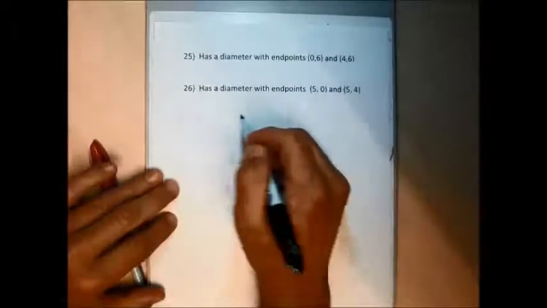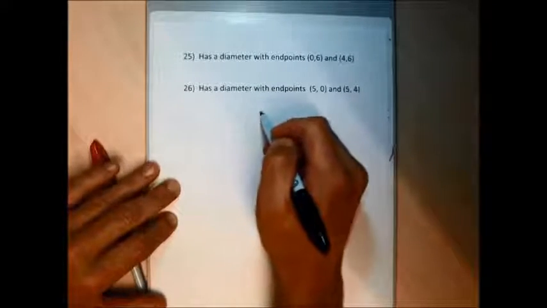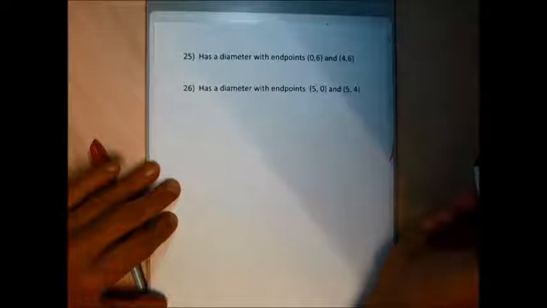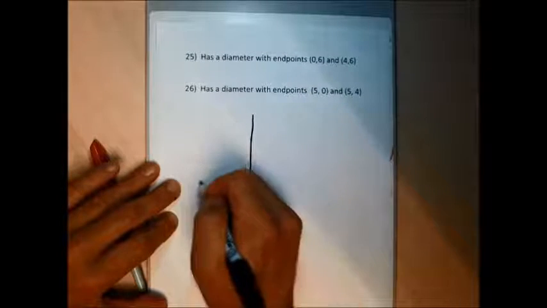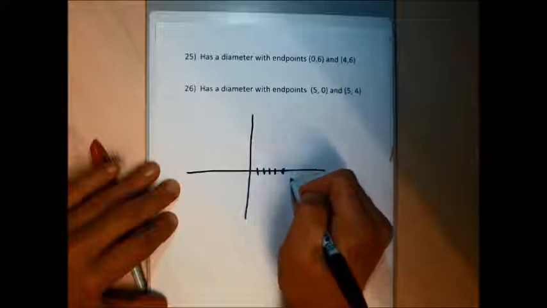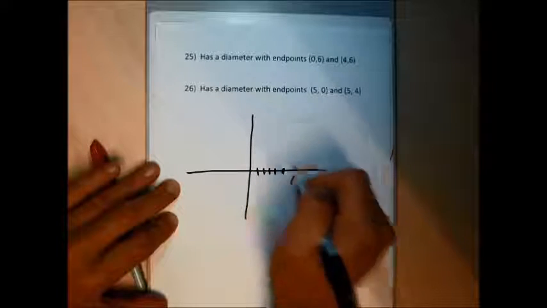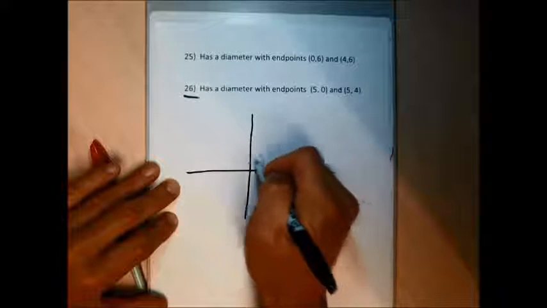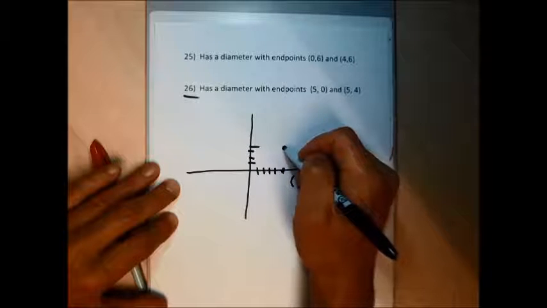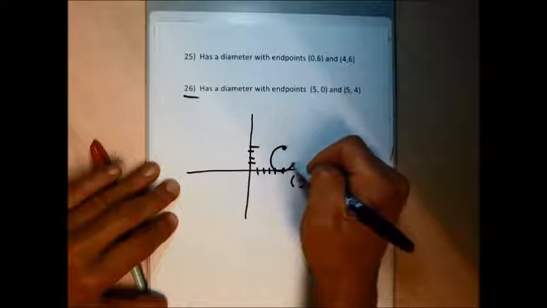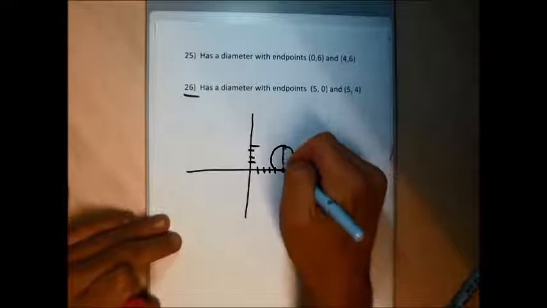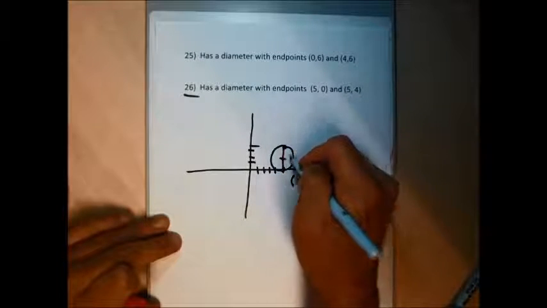So first I'm going to plot the points so I can find the center. Heck, do I even need to plot it? Yeah, I'll plot it just because if you're visual. The two points I need to worry about are the point (5, 0) in problem 26, and (5, 4). So I'm going to draw a circle that connects those points and draw in my diameter. So right there's my center.